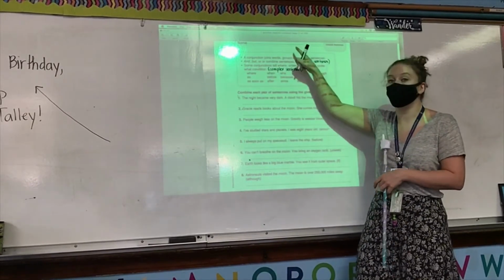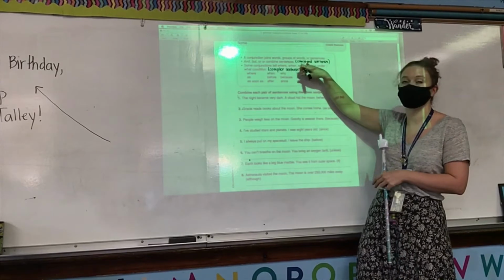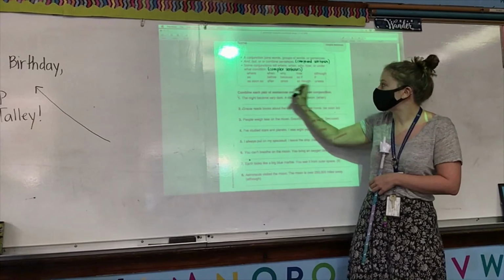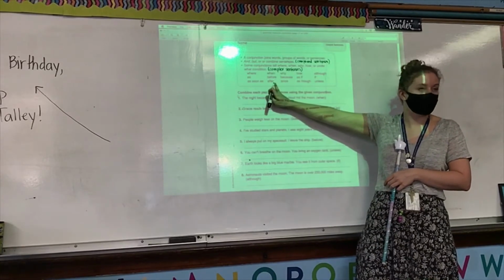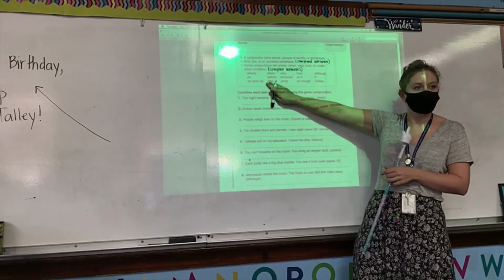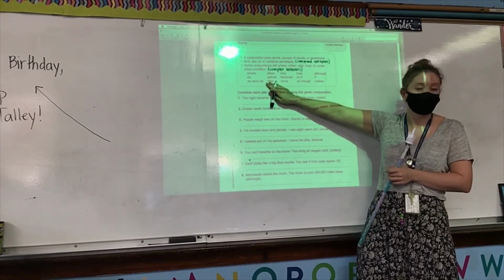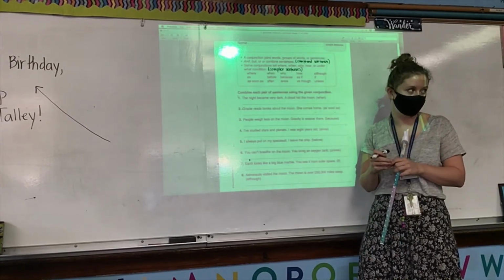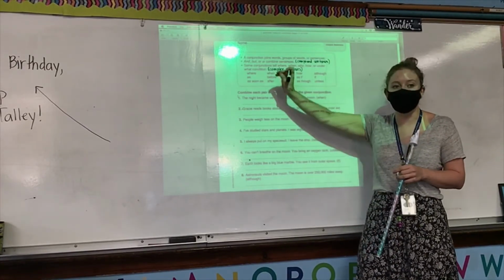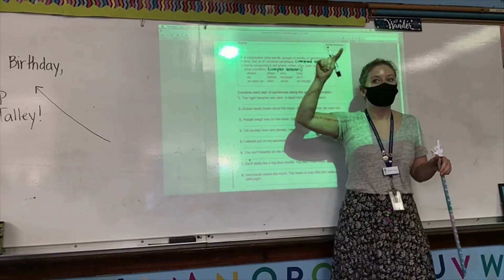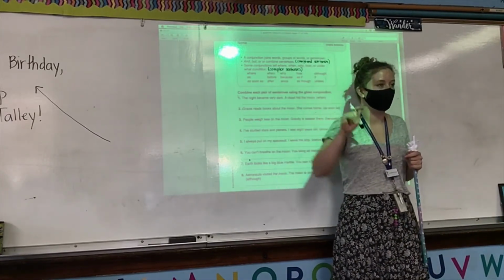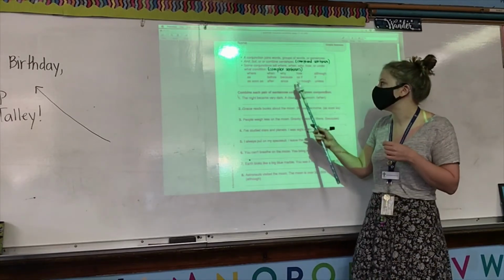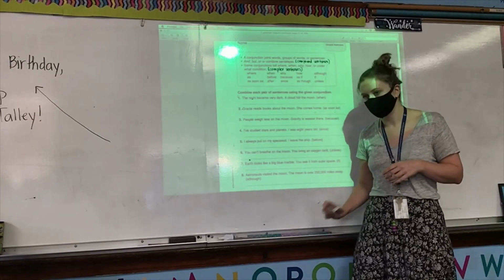So and, but, or are used to combine clauses in compound sentences. The rest, these connecting words, these conjunctions like this, now there are more than this, but this is just a pretty complete list, are used to combine clauses in complex sentences. So and, but, or you will only see in combining clauses in compound sentences. These you will see combining clauses in complex sentences.